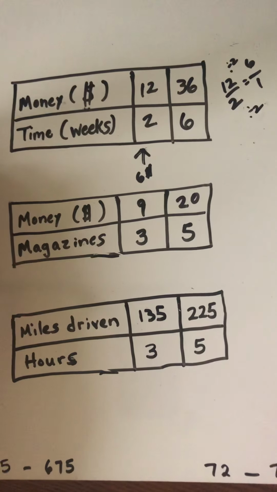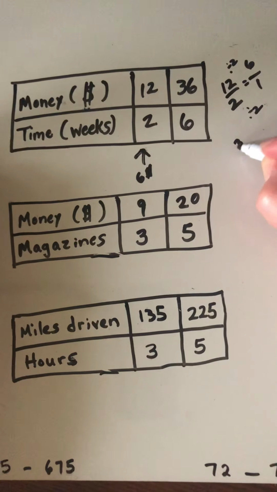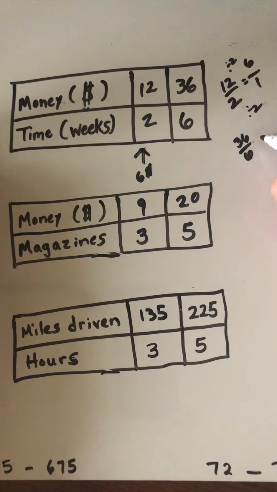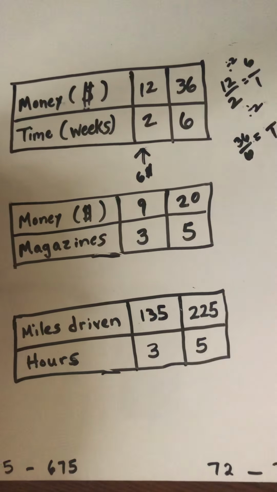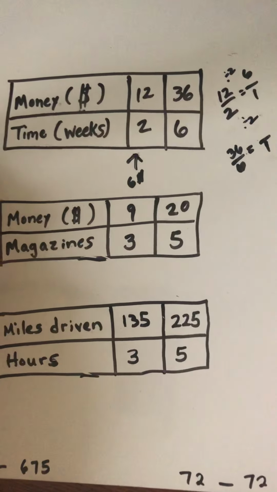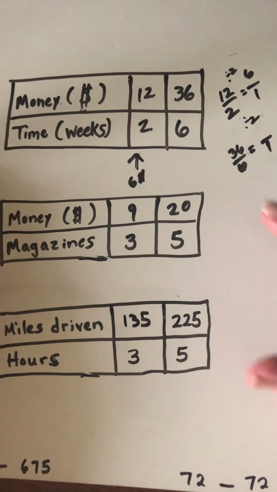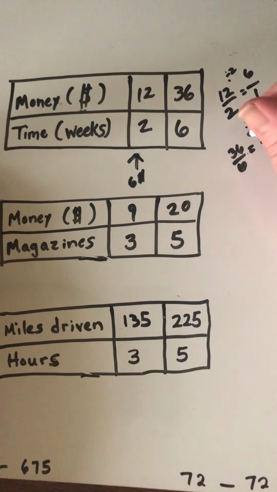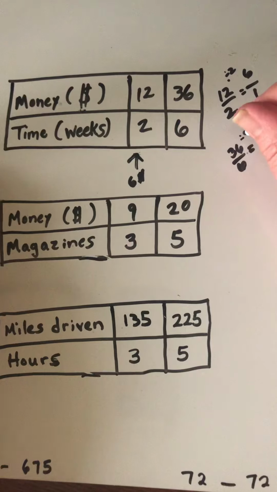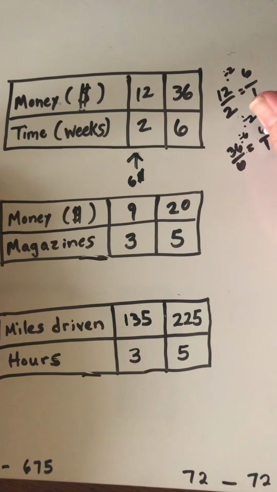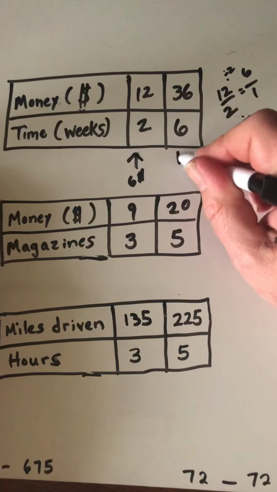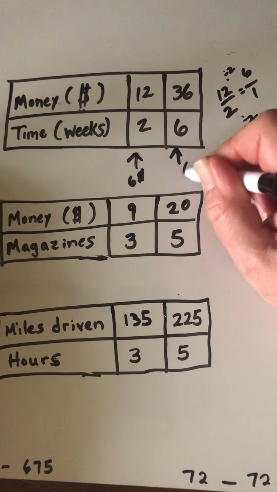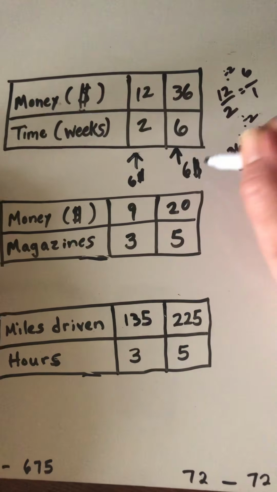Then I say, all right, is this $6 per week? If I went from 36 to 6, and I want to find the unit rate, I would say, okay, how did I get from 6 to 1? That's divide by 6. So I'm going to divide by 6 here. 36 divided by 6 is 6. So the unit rate here would also be $6.